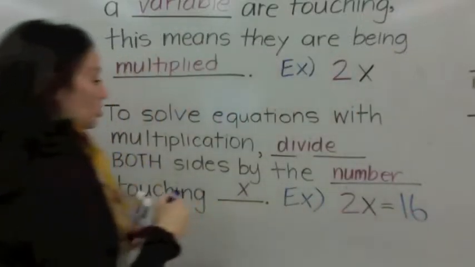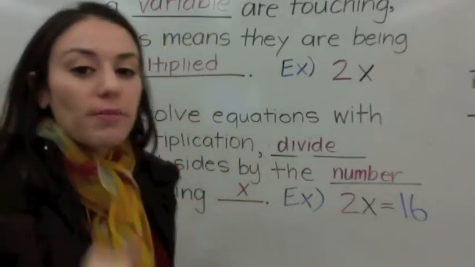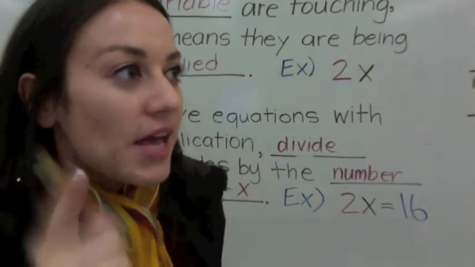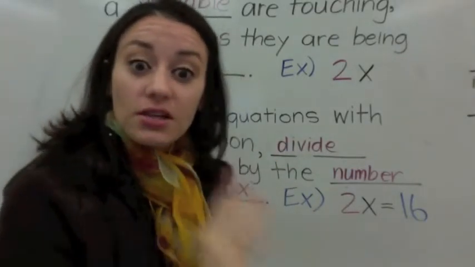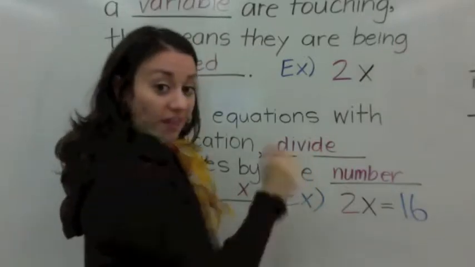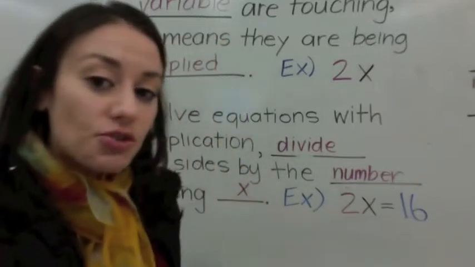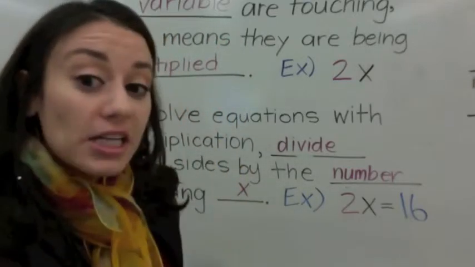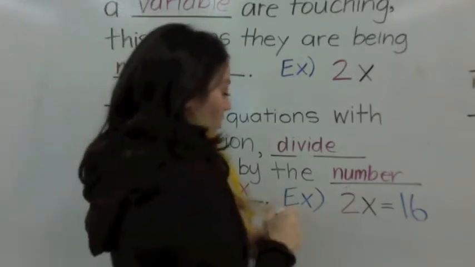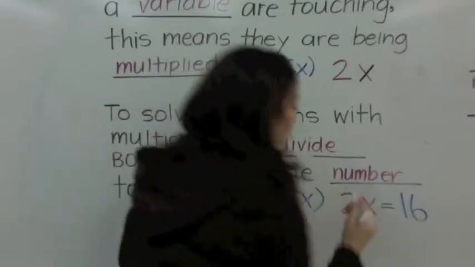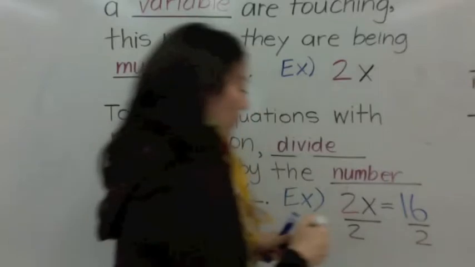Okay? So in order to get Miss X by herself, and she doesn't want to be with Mr. 2 anymore, they have to get a divorce. They have to get a what? Divorce. And divorce starts with a D, and so does what? Divide. So you have to get rid of the number. Get rid of Mr. 2. So you're going to divide both sides by 2. You're going to do what? Right. So you divide the left by 2, the left side of the equation, and the right side of the equation by 2.